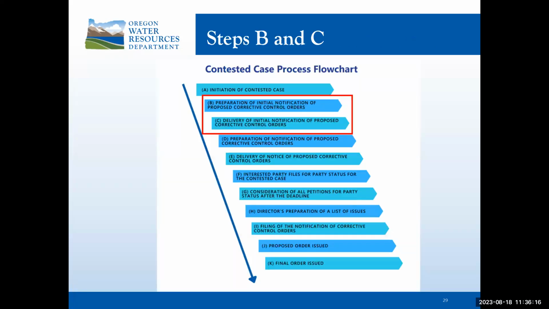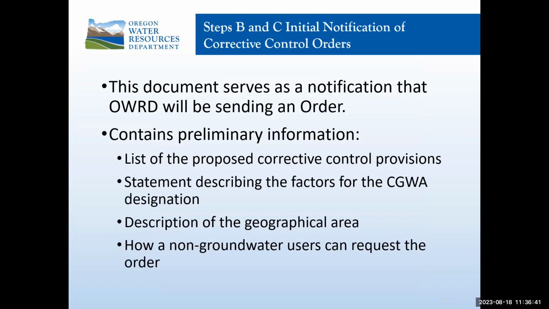So once the draft order is prepared, we then have to prepare an initial notification of proposed corrective control orders, and then we have to deliver that initial notification of proposed corrective control orders. So this is how we essentially let the affected parties and the public know that there is a notification of proposed corrective control orders, essentially a draft order, coming.